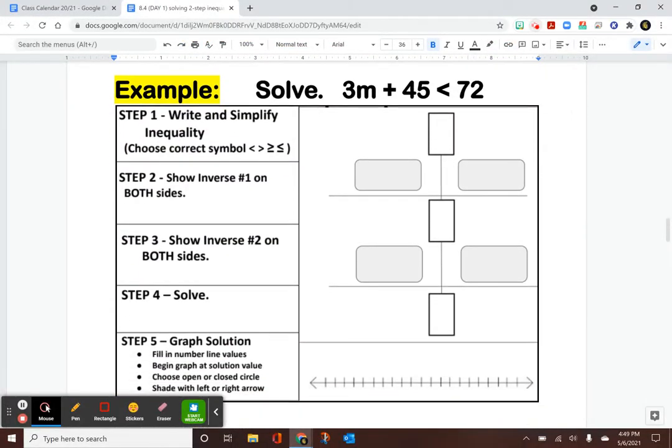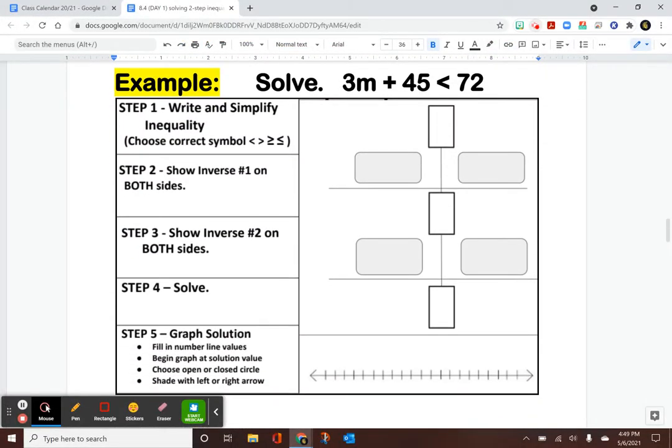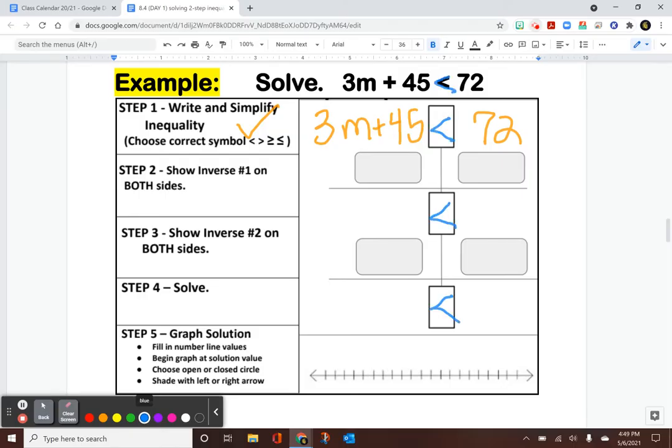So here's my example. I have 3 groups of something, add 45, has to be less than 72. Well, my inequality has already been written for me. So step 1: 3m plus 45, the 72 on the other side, and my inequality symbol, less than, is going to go in every single box all the way down. My inverse number 1, unless there's parentheses, will always be addition or subtraction. So since this value is being added by 45, we want to do the opposite.